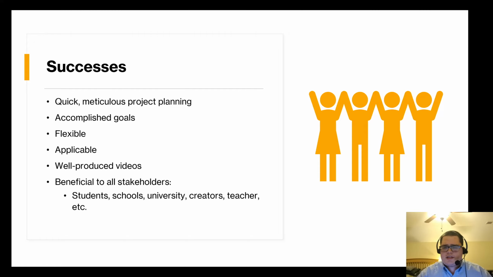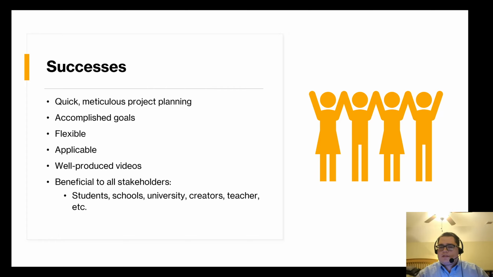There were a few successes that I want to make particular note of. These include quick and meticulous project planning. The planning phase was relatively short. We had to go back to it every so often, just when revisions took place. But overall, it was pretty short.